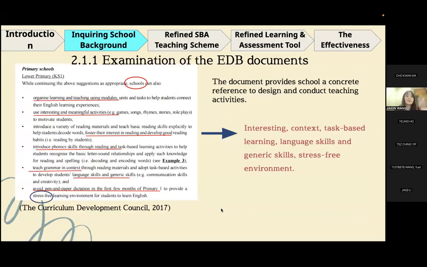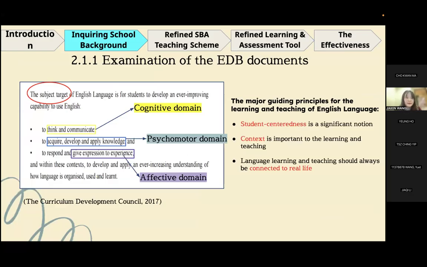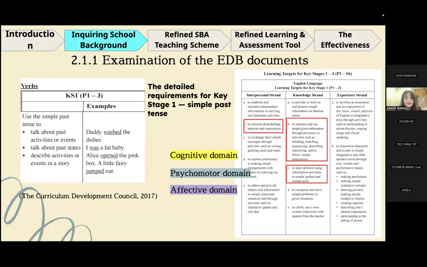Next, please. And also the document provides schools a concrete reference to design and conduct teaching activities. To sum up, it highlights the importance of context, task-based learning, language skills, generic skills, and so on. Next, please. And the subject targets can be categorized into 3 domains: cognitive domain, psychomotor domain, and affective domain. Next, please. So it also provides some detailed requirements for simple past tense learning and the language learning target for key stage 1.